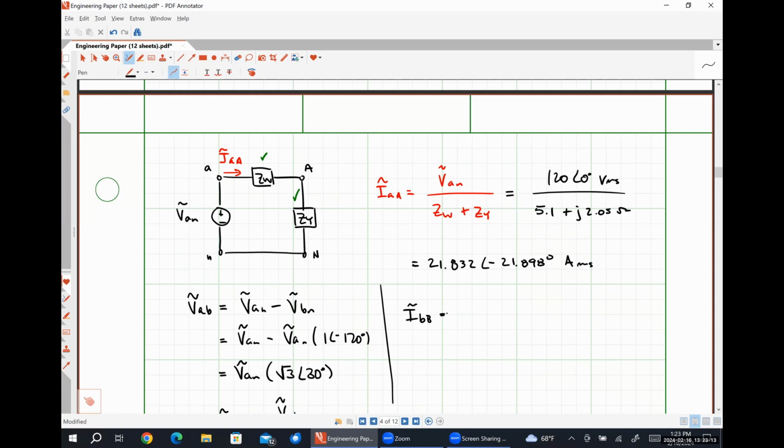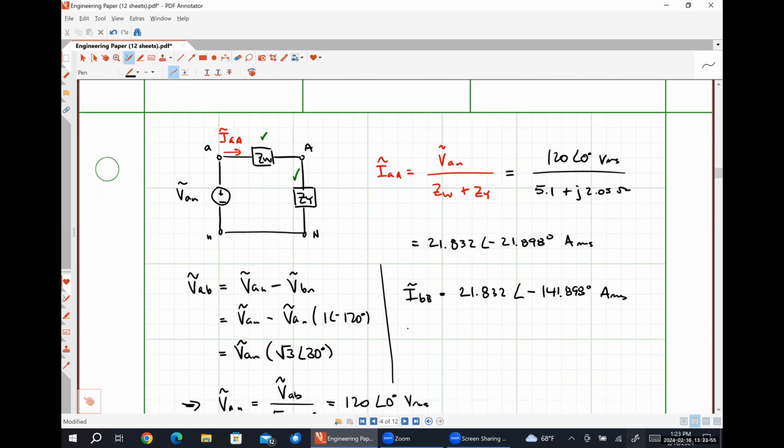So now to answer Toby's question, if I wanted the line current IBB, I could draw a single phase equivalent circuit for the B phase of my three-phase system and all that jazz. But because I'm lazy, I'm never going to do that. Instead, I'm going to take my magnitude, 21.832, and just subtract 120 degrees from the phase angle. So this is going to look like negative 141.898. And this is the exact same answer that I would get if I was bothered to do all of the analysis, but why on earth would I? I can just shift it by 120 degrees to get the exact same result.